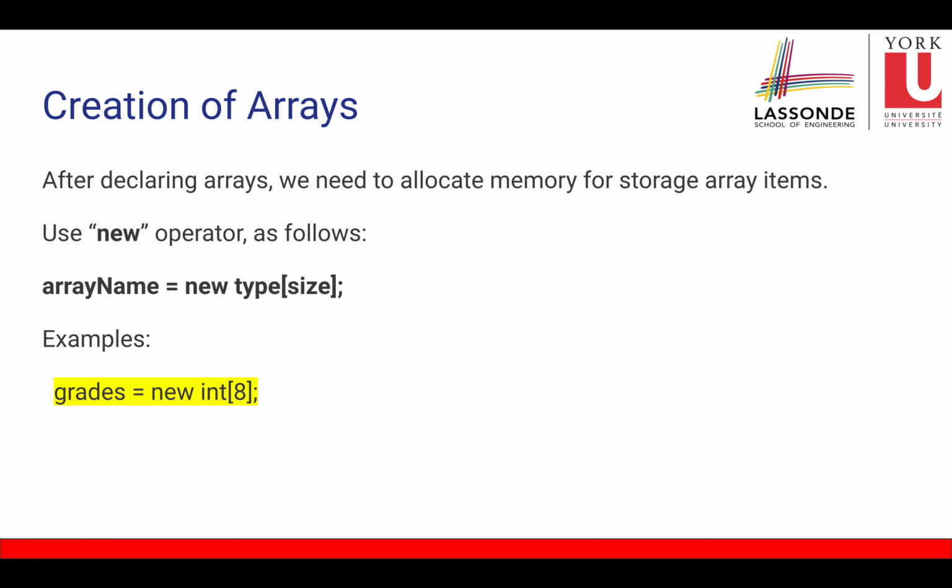Creation of arrays. After declaring arrays, we need to allocate memory for storing array items. We use the new operator as follows: array name equals new type, square brackets with size. Let's see the example: grades equals new int[8]. So the array name is grades, and we allocated 8 elements for this array.